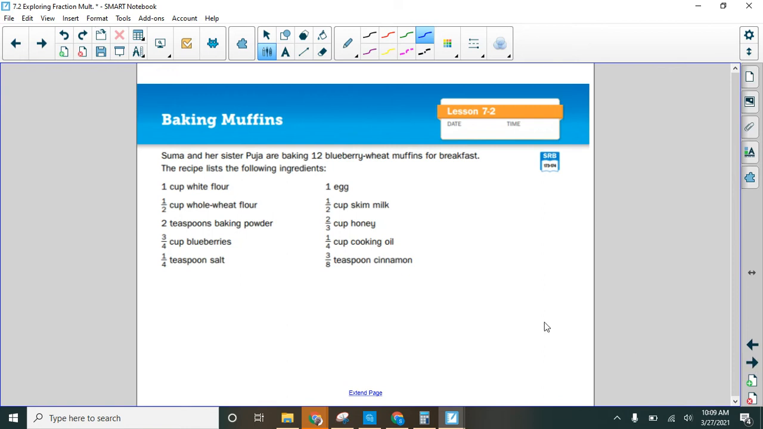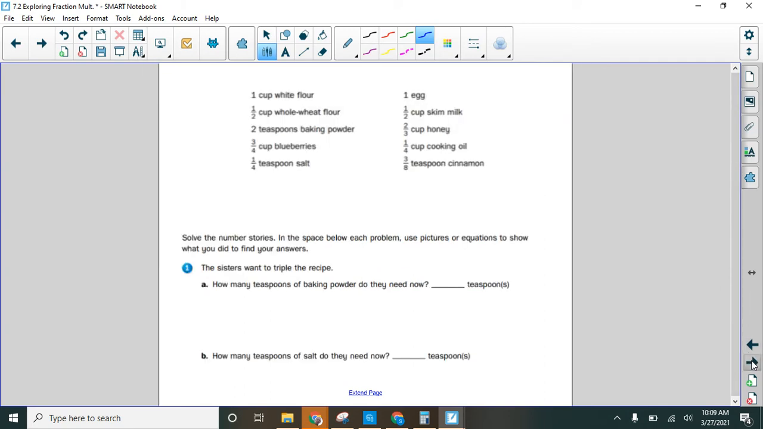All right, here we go. Suma and her sister Pooja are baking 12 blueberry wheat muffins for breakfast. The recipe lists the following ingredients. Oh man, I want some blueberry muffins. Sounds good, doesn't it? All right. Solve the number stories below. In the space below each problem, use pictures or equations to show what you did to find your answers. All right. So we can't just guess and put an answer.